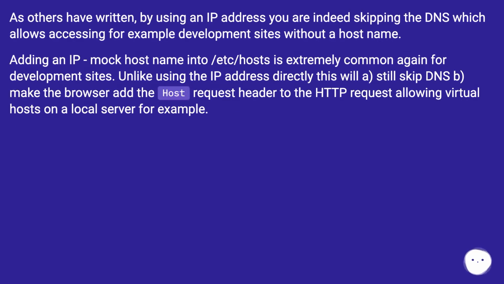As others have written, by using an IP address you are indeed skipping the DNS, which allows accessing, for example, development sites without a host name. Adding an IP and mock hostname into /etc/hosts is extremely common, again for development sites. Unlike using the IP address directly, this will still skip DNS, but make the browser add the Host request header to the HTTP request, allowing virtual hosts on a local server, for example.